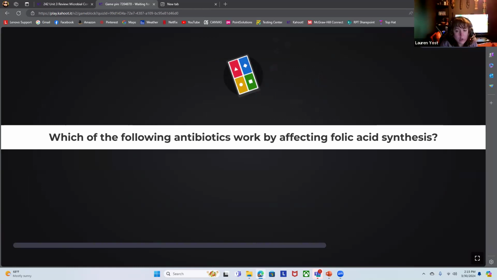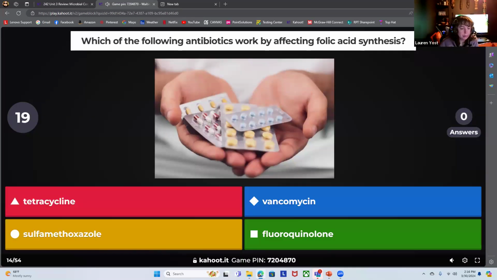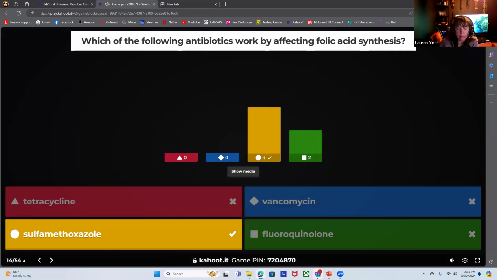So which of the following antibiotics work by affecting folic acid synthesis? All right, so sulfamethoxazole. If you can get to where you remember, like I said, that sulfur and methane are stinky, and it has sulf or meth in it, it's probably going to fall into this category. But for the most part, that's this, sulfamethoxazole. So that was that SXT portion. Usually we see it in context with trimethoprim.